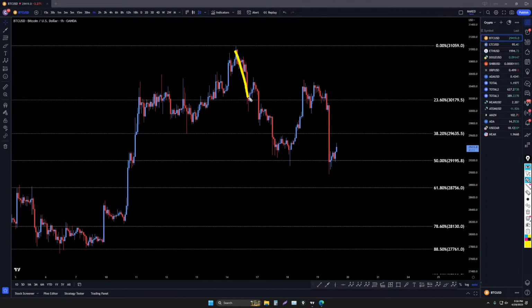Going down to the 1 hour, I can definitely see a downtrend. Looks to me like an A.